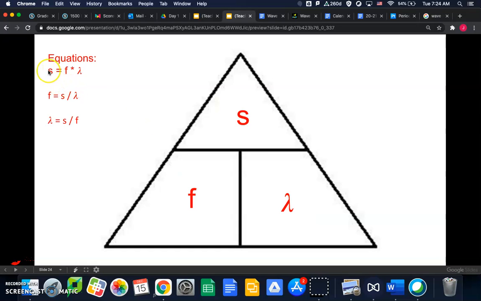And so these are the 3 equations, so you're going to want to write these equations down. These are the 3 equations that we're going to be using to solve for speed in this lesson. So speed equals frequency times wavelength. Frequency equals speed divided by wavelength. Wavelength equals speed divided by frequency. And we'll go back over how to use this triangle to figure out which equation you're looking at. You could also do this just with algebra. If you know the first equation, you can get the rest of them. Okay.